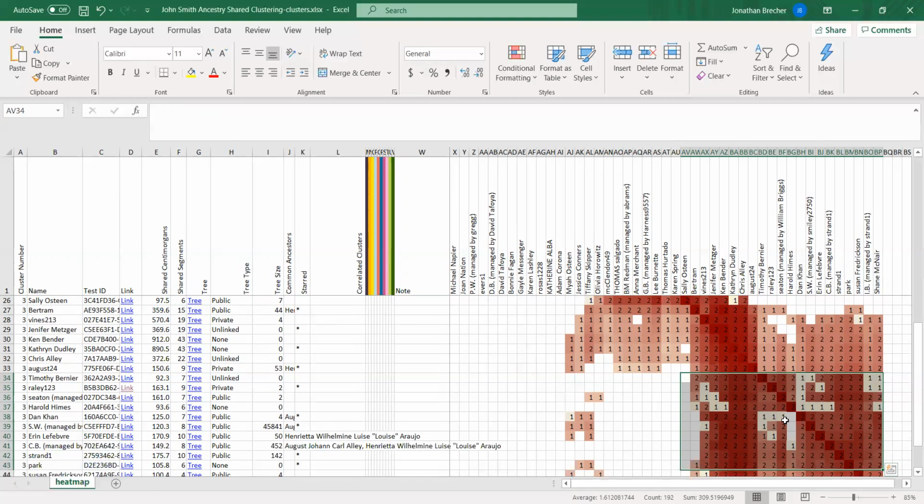You can start by looking at the public trees for each match within the cluster. The type and size of each tree is shown on the left side of the diagram, along with a clickable link that will take you to that match in their tree. You might look for names or places that show up in several trees within the cluster. Those names or places might not yet be familiar to you. They are leads for further research.